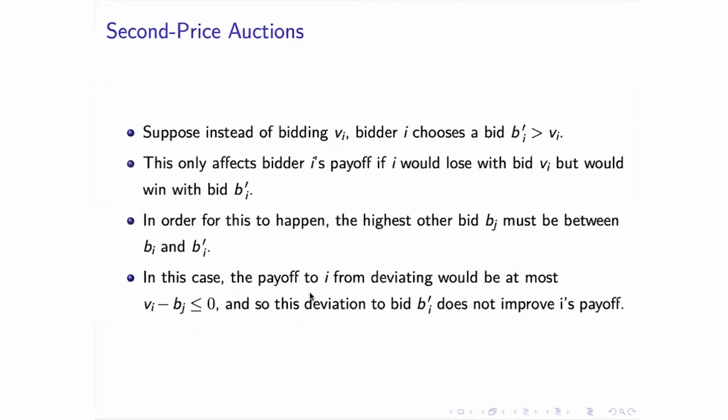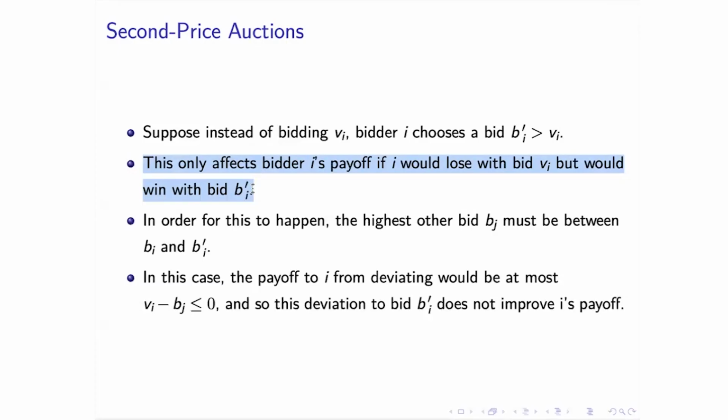So we can do this more formally as well. Suppose that instead of bidding your true value VI, bidder I chooses to bid a higher value, BI prime greater than VI. As we discussed, this is only going to affect player I's payoff if I were to lose with bid VI, but would win with bid BI prime. But if that is the case, then the highest other bid among all the other players, let's call that BJ, must be between BI and BI prime, right? Between what the player was initially bidding versus what the player is now bidding, BI prime.